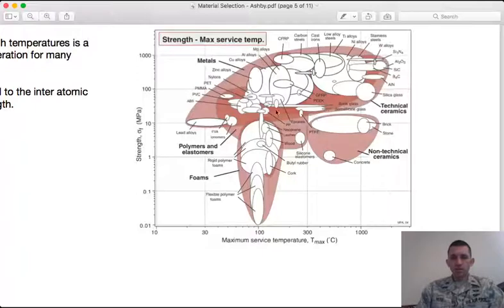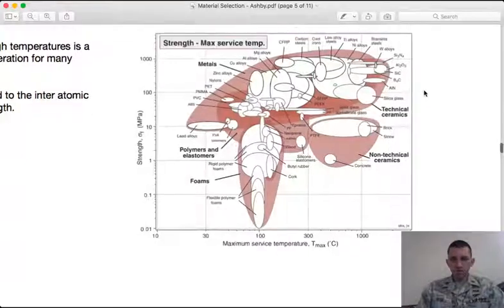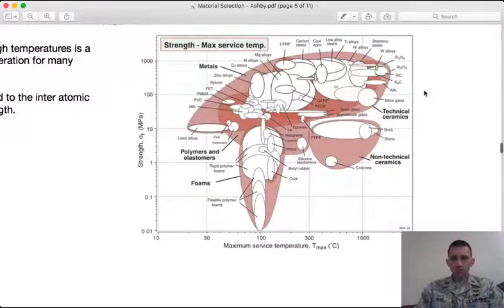And so depending upon the alloy and the heat treatment, you can get a wide range of surface temperatures and strength from metal systems. And so for high temperature applications, generally metals and to a certain degree ceramics are preferable.